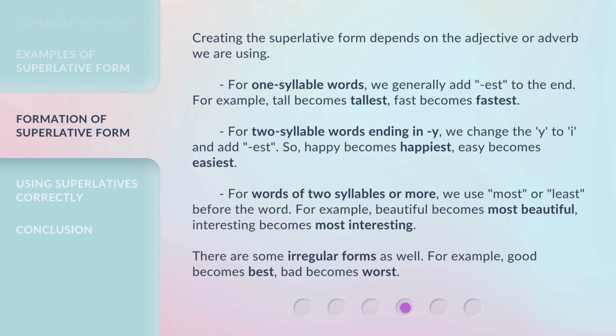For words of two syllables or more, we use most or least before the word. For example, beautiful becomes most beautiful, interesting becomes most interesting. There are some irregular forms as well. For example, good becomes best, bad becomes worst.